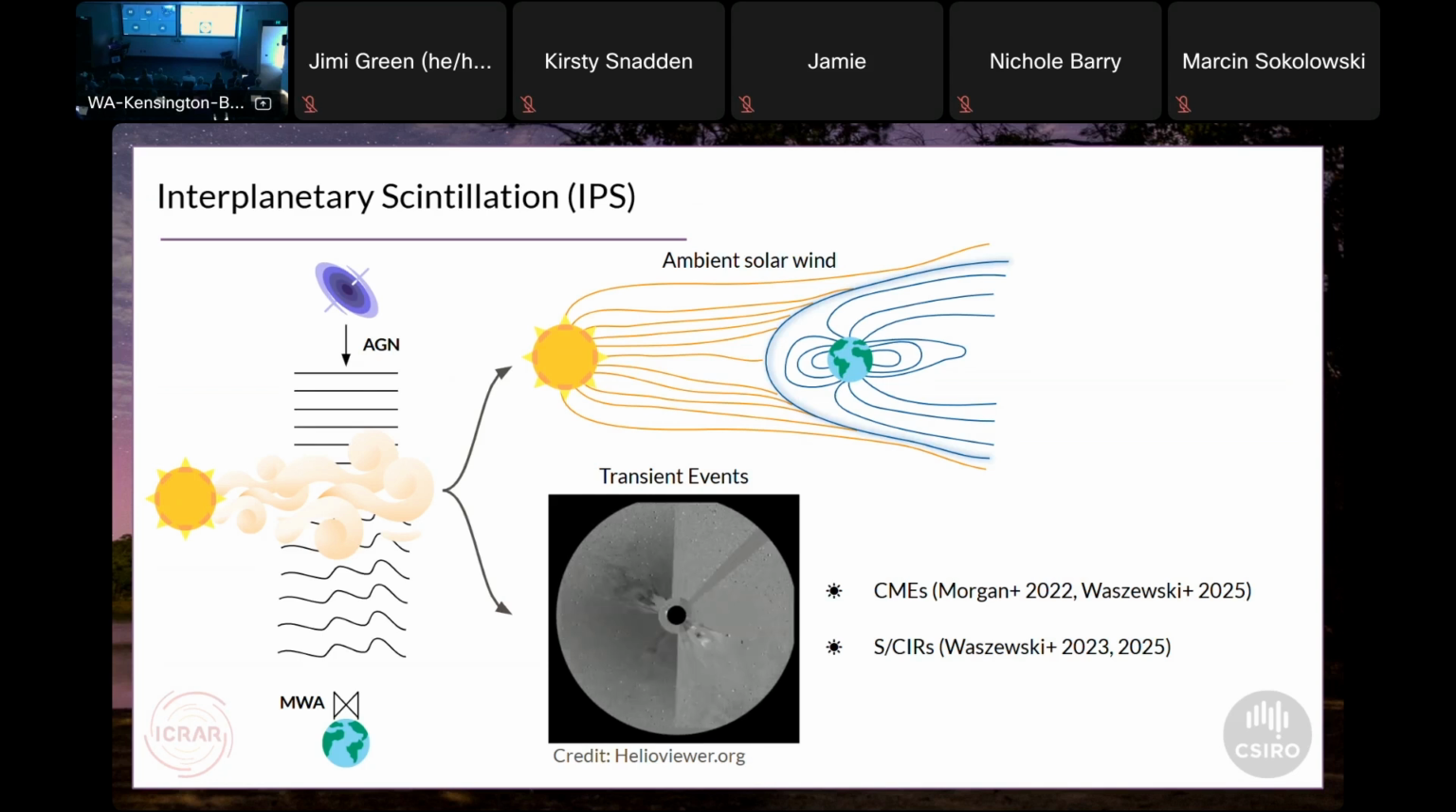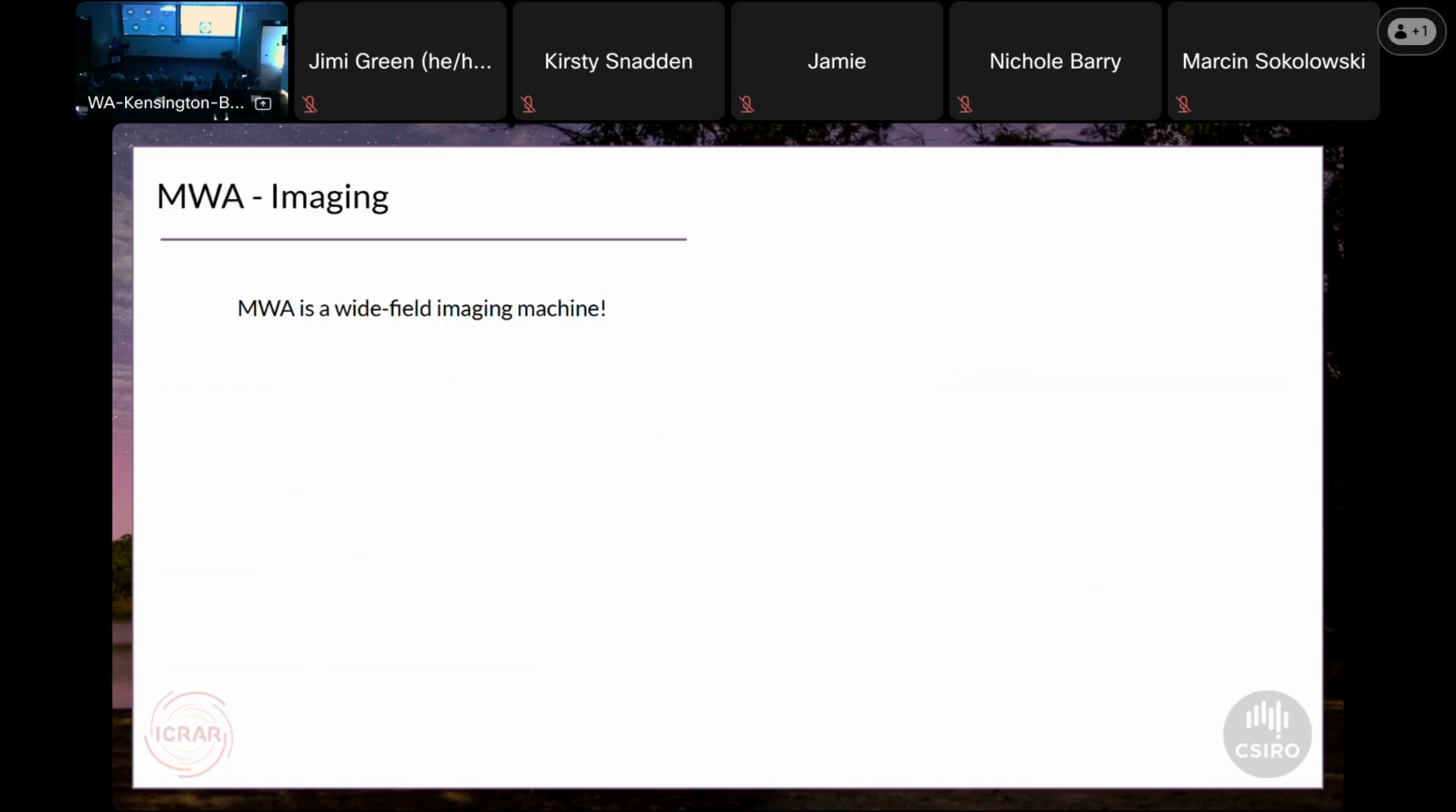Now, there's a lot of different telescopes that do IPS studies. They're mostly transit telescopes. But of course, I'm here, so I use the MWA for a very specific reason, and that is the MWA is incredibly sensitive and is a wide field imaging machine, meaning we can make really good sensitive IPS observations, but because of the wide field of view, we can cover a large portion of the heliosphere with as minimal observational time on sky as possible, which is very nice.